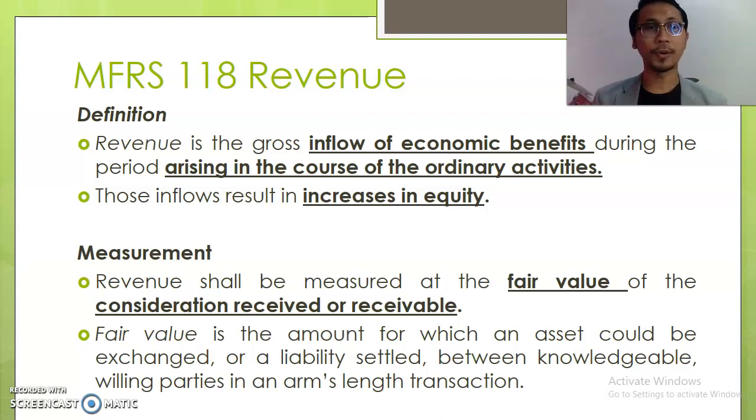First of all, let's look at this standard, MFRS 118 Revenue, where this standard is the basic definition of revenue. I take some of the brief description about this standard, where it defines that revenue is the gross inflow of economic benefits during the period arising in the course of the activity. Those inflows will result in increasing equity. This standard comes from your MFRS 118. It does not belong to your textbook. It refers to your standard.